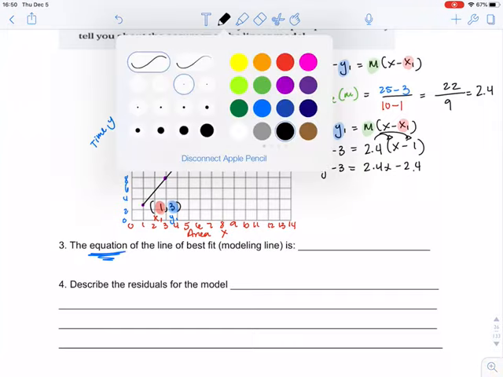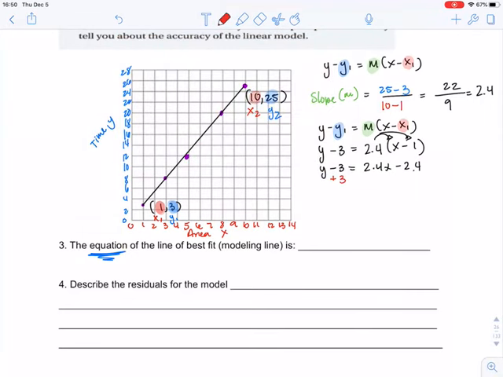Now I just need to move my 3 over so I can get my y by itself. Plus 3, and they cancel, and I end up with y equals 2.4x plus 0.6. There's our line of best fit, that's our equation: y equals 2.4x plus 0.6. Now, you might have gotten a different equation than I did, and that's completely fine. We don't have to have the exact same equation every single time, but you should use the same process in finding your equation for your line.